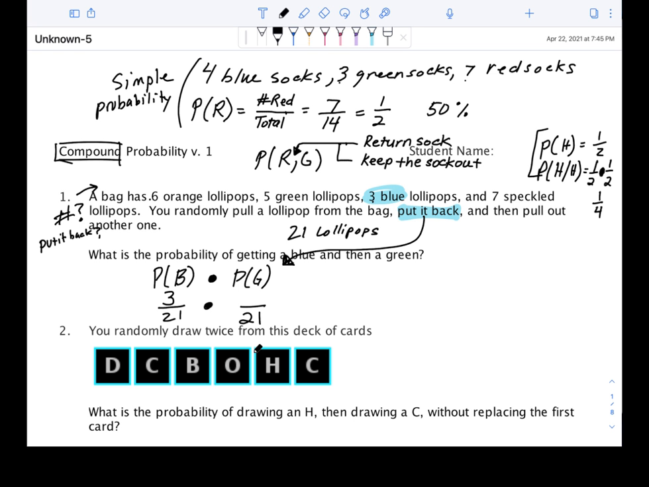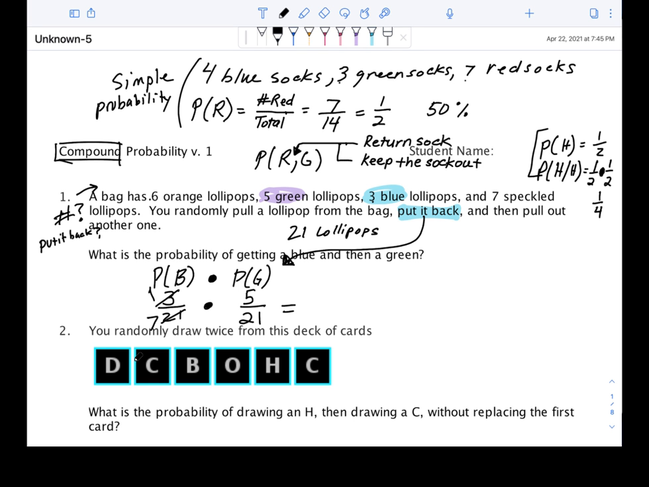And then a green. How many green are there? 5 green. So in this particular case, it was a little bit simpler. The put it back scenario is much simpler. It's the two individual probabilities multiplied. So then I recommend saying, okay, let's reduce this. 3 goes into 21 7 times, so 1/7.